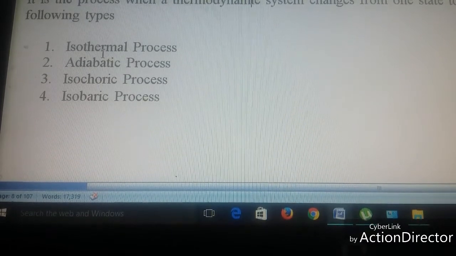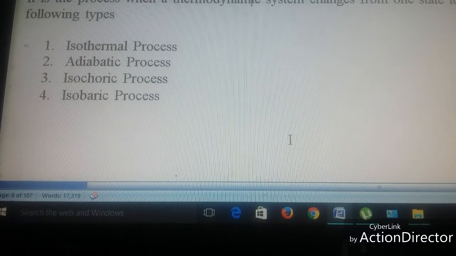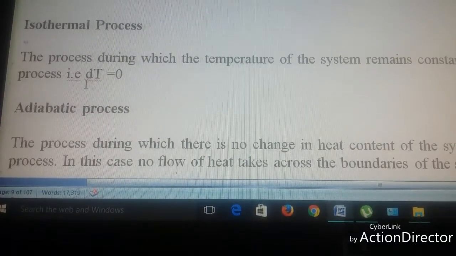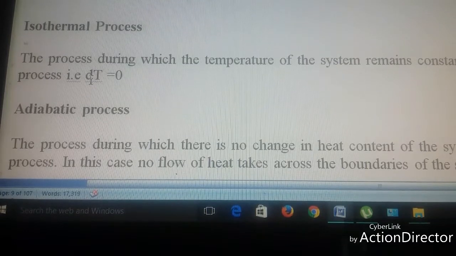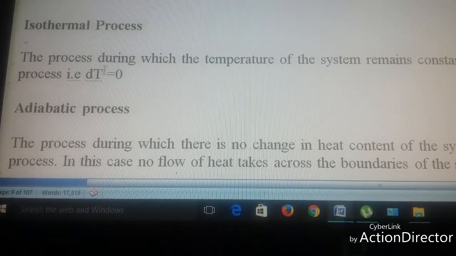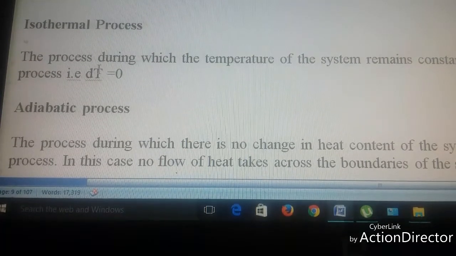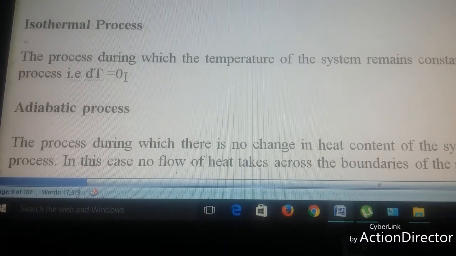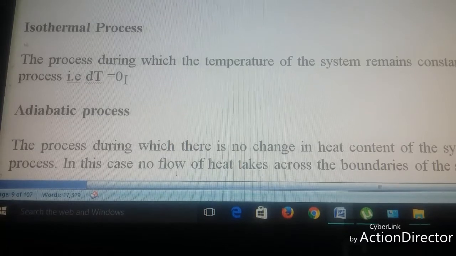Isothermal means, iso means same, thermal means temperature. So an isothermal process is that process during which the temperature of the system remains constant. So dT represents the change in temperature, and that remains 0, constant. Such a process is known as an isothermal process.